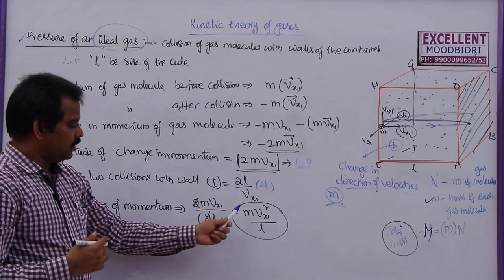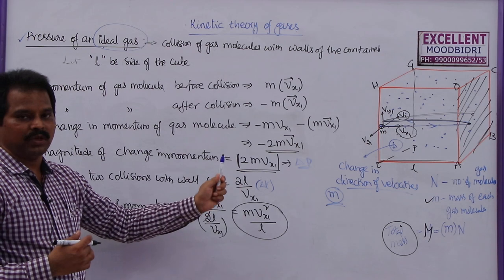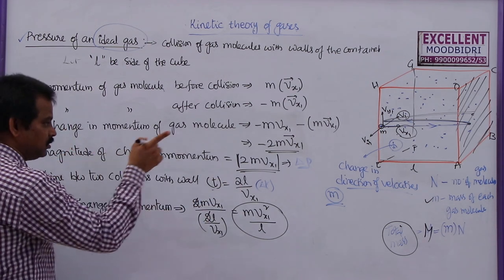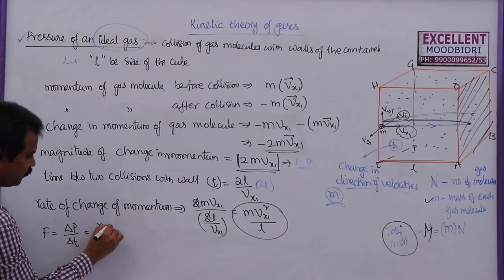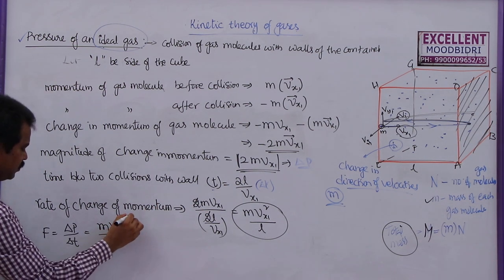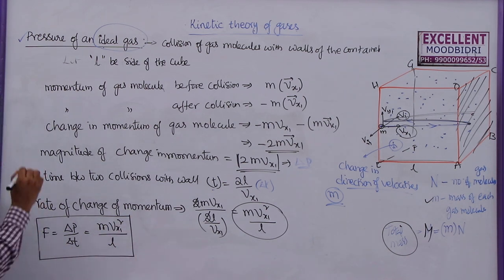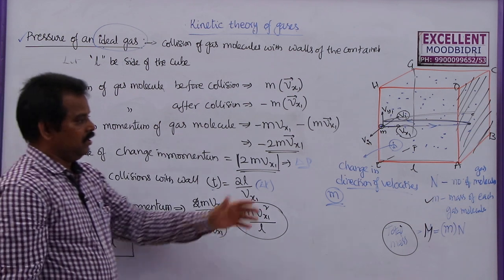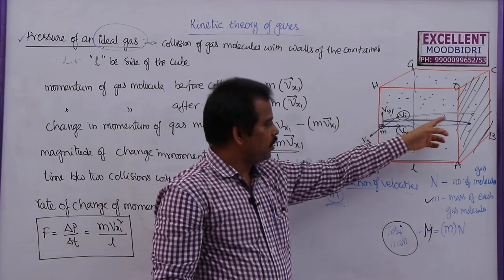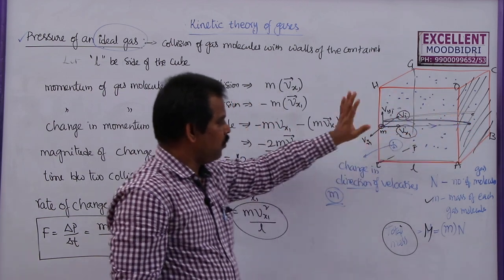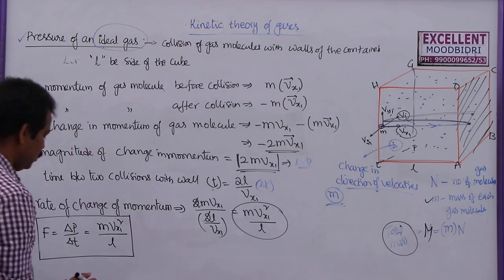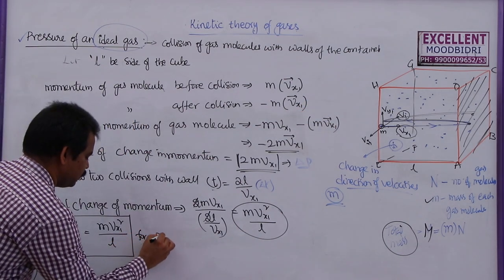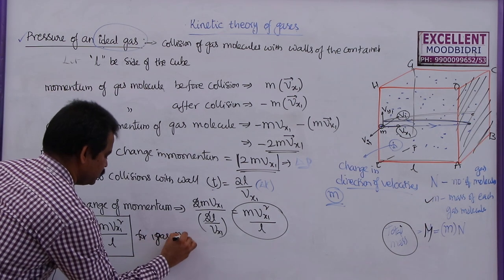As we studied, the rate of change of momentum is nothing but the force experienced by that body. Here the force exerted on this wall is given by F equal to dP by dt, which we got as m vx1 square by L. So this is the force exerted by this single particle on the wall. But so many particles are colliding with this wall, so we have to consider not only a single particle, let us say n particles are colliding with this one. This is for one gas molecule.